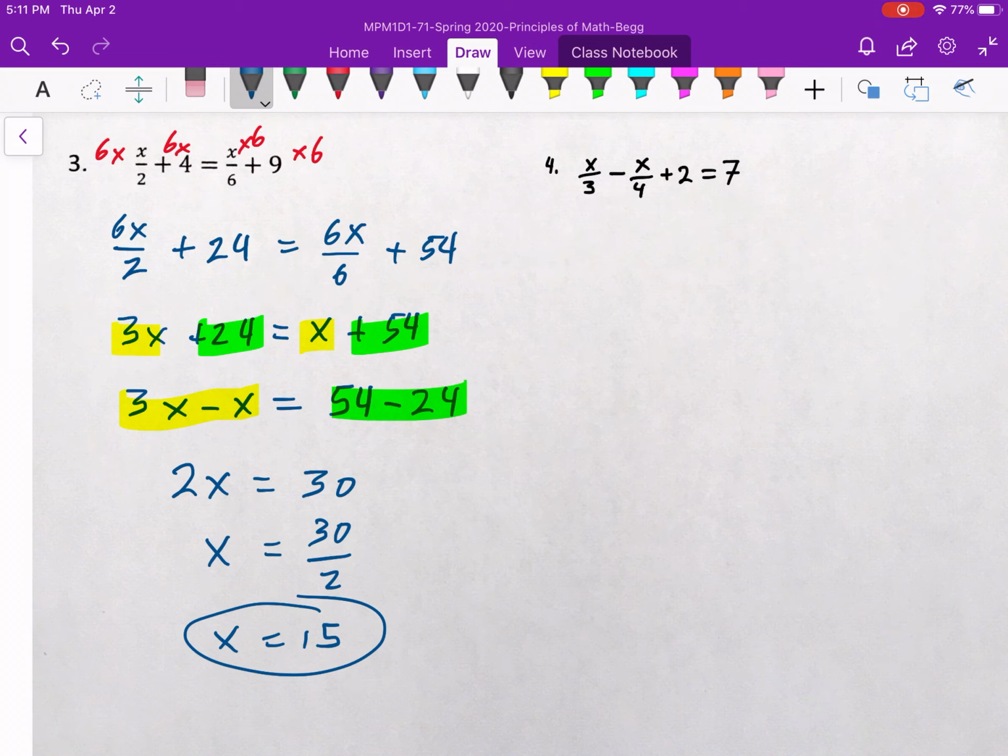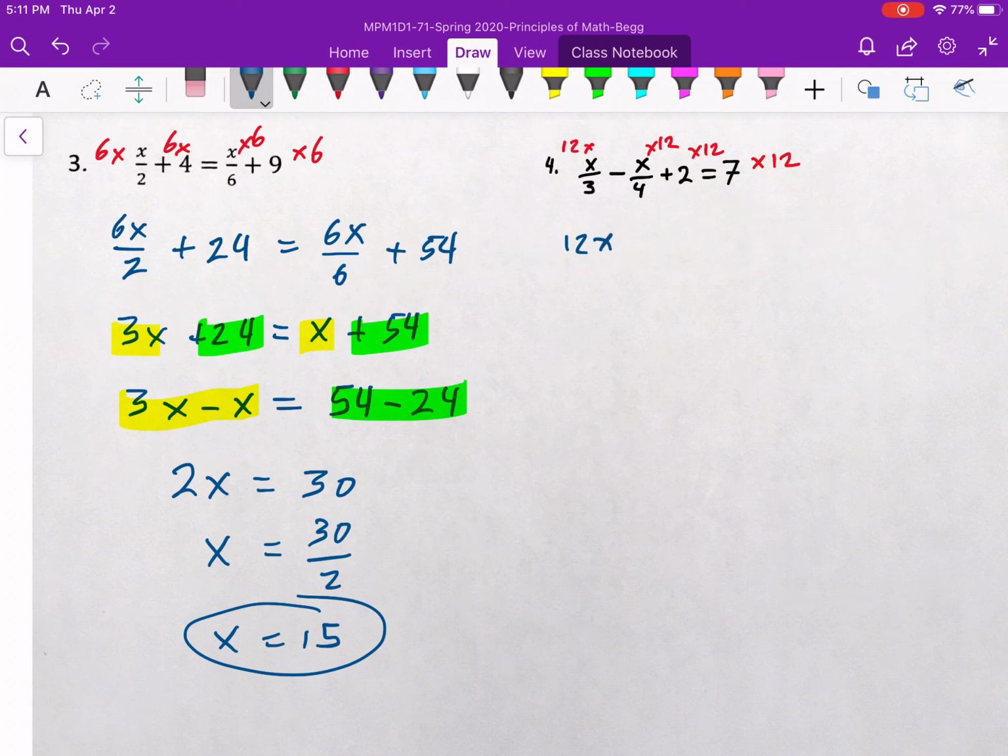So I want to make my lowest common denominator be 12. If I multiply everything by 12, then I will be able to get rid of the fractions. So I'm just going to write 12 times each thing, just to show you. You don't actually have to write down this times 12 each time, but I want to do it so that you can see it, so you know what I'm doing. So I'm multiplying each term by 12.